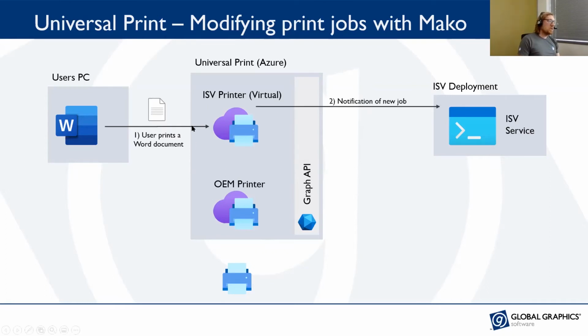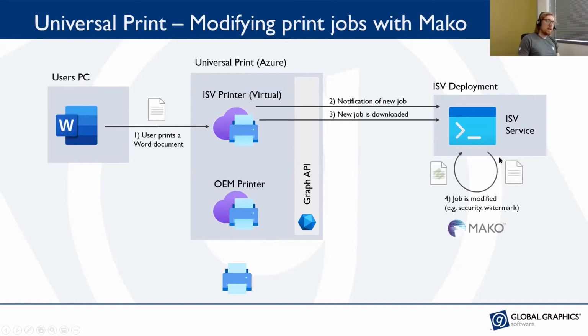This print job makes a notification to the ISV service, and the ISV service can then download the job. Once it's been downloaded, you can modify it in any way you want. The ISV may want to add some watermarks to it, or they may have a system where they say, if this user is printing, well, actually we want to apply some sort of security to the document, or we want to just stop it in flight altogether. So there's lots of options there.